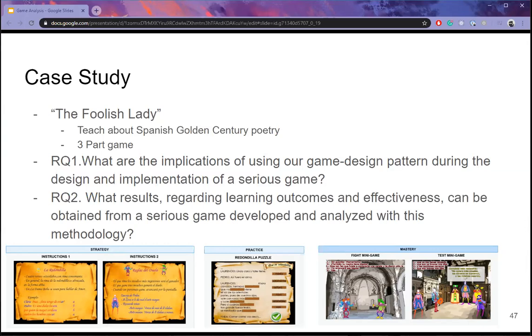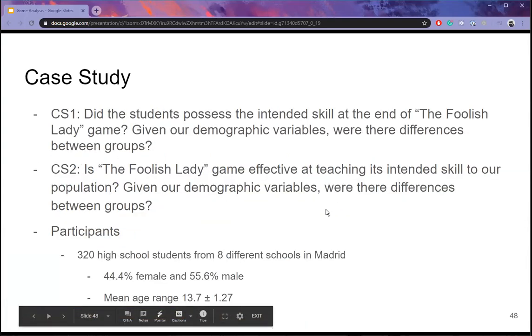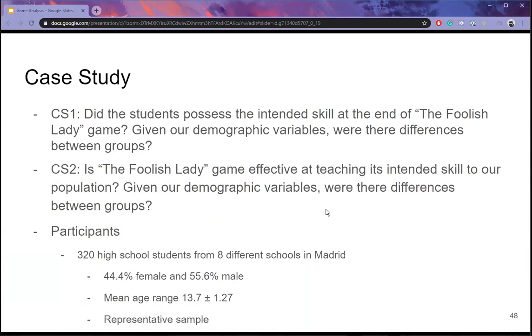So for the case study, there were two research questions. What are the implications of using our game design pattern during the design and implementation of a serious game? And what results regarding learning outcomes and effectiveness can be obtained from a serious game development analyzed with this methodology? Next slide. So those were the generic questions, but for this specific case study, they developed two questions.